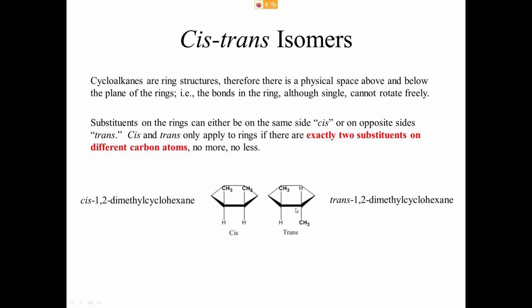So when you have rings with exactly 2 substituents on different carbons, because they can't be on the same carbon, because if they were on the same carbon, by definition, one would be up and one would be down. We would not call that trans because the cis version is not possible. You can only call something cis.